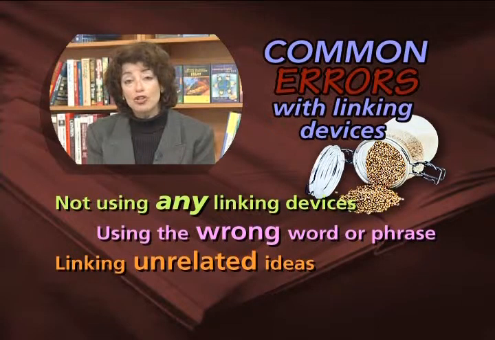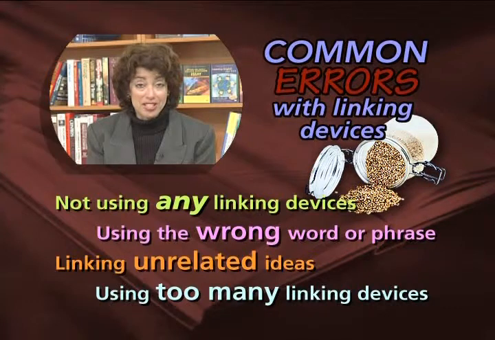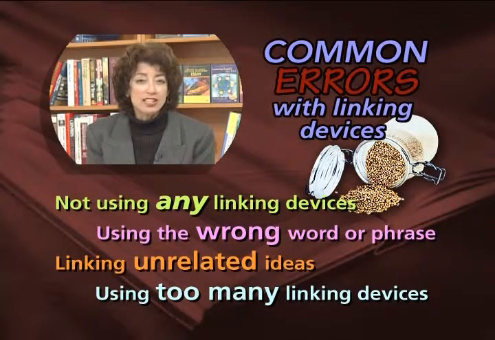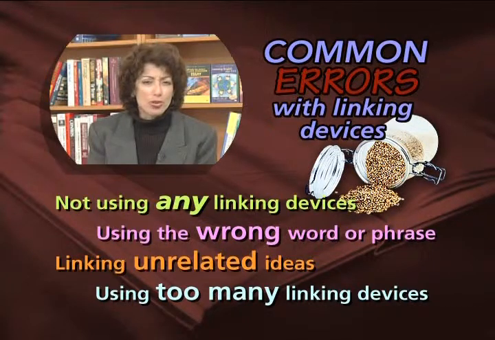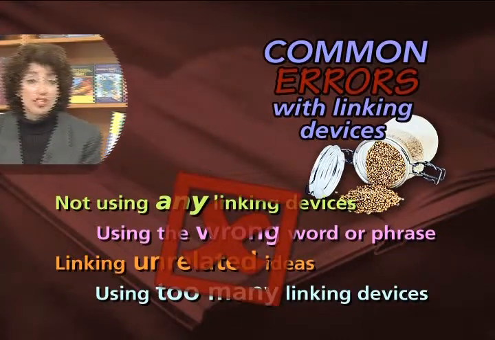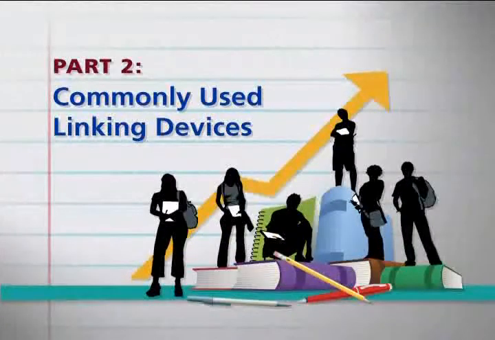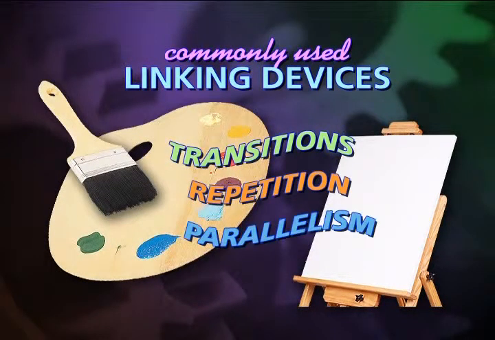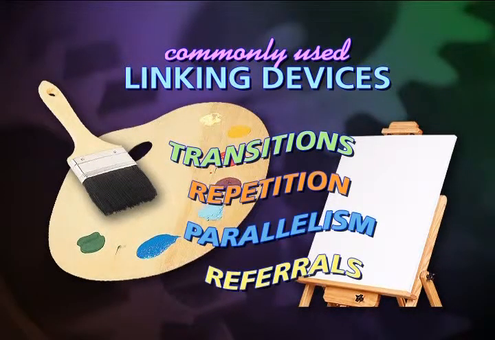And last, you can use too many linking devices and create a series of obtrusive, stringy sentences, very much like pearls, where you just link one after the other in a relatively boring way. So let's take a look now at how you use linking devices and some of the most common ones. They are transitions, repetition, parallelism, and referrals.